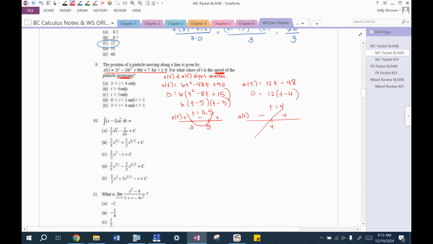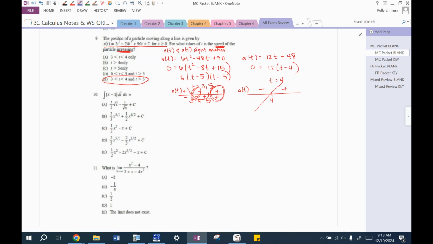All right, so where is the speed increasing? Merge these two together. So 4. So a of t is negative and then positive past here, and v is negative here. So where do we match? Here and here. Velocity and acceleration are negative between 3 and 4, and they're both positive after 5. So the speed is increasing. They're working together, not against each other on those two time intervals.